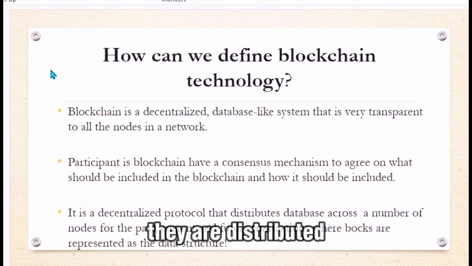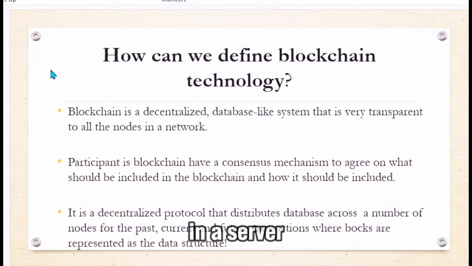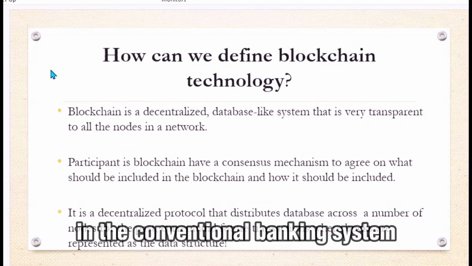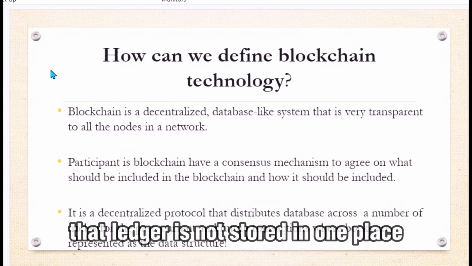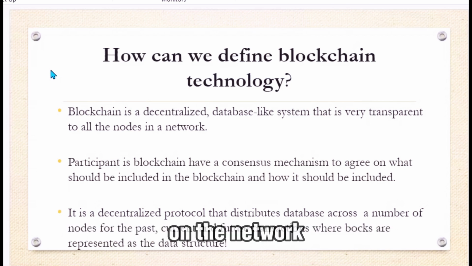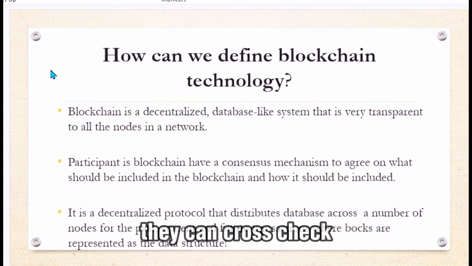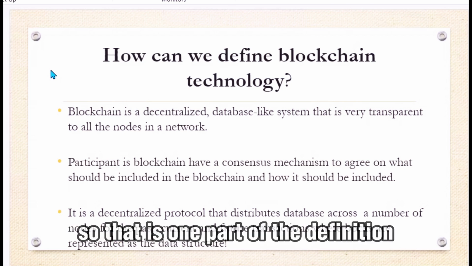They are distributed. So in a conventional banking system, they have what is called a ledger that is stored centrally on a server. But in the blockchain, that ledger is not stored in one place. It's actually distributed across different computers on the network. So it is transparent. Everybody has access to the information. They can cross-check. So that is one part of the definition.